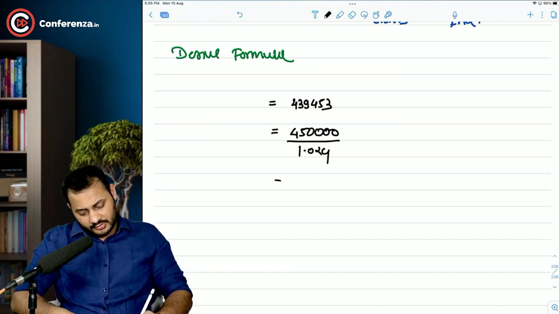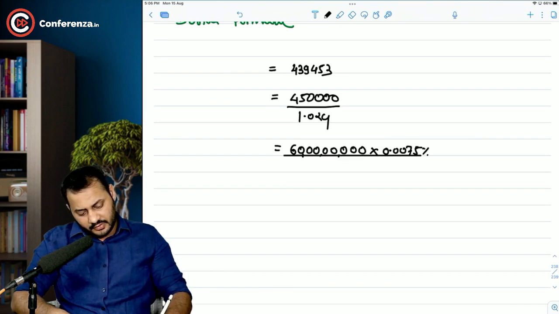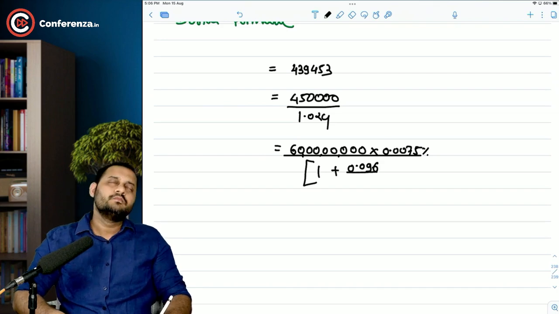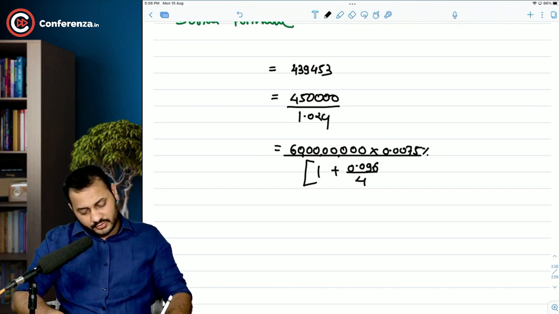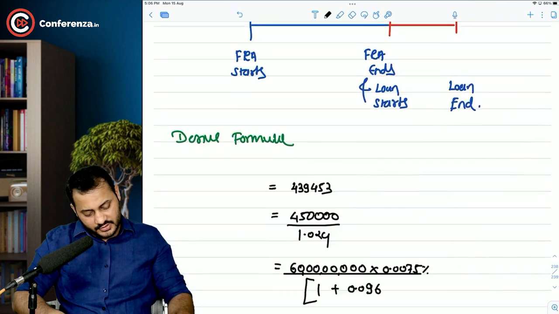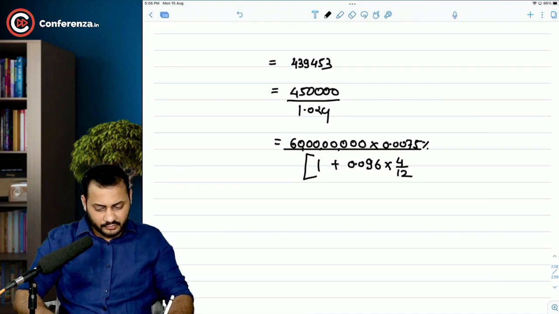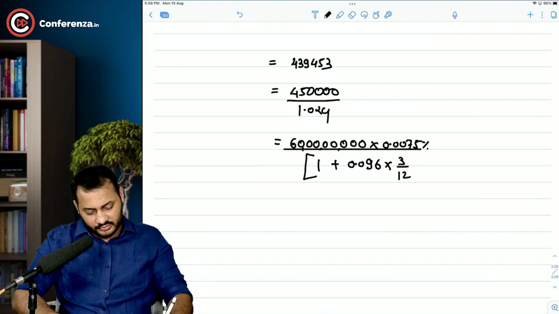Right. And understand 4,50,000 was nothing but 60 crore multiplied by 0.0075%, divided by 1.024, which was nothing but 1 plus 0.096 divided by 4 months. Number of compounding we can say, or it's better to write it this way: 0.096 into 3 by 12, because we wanted for 3 months only.